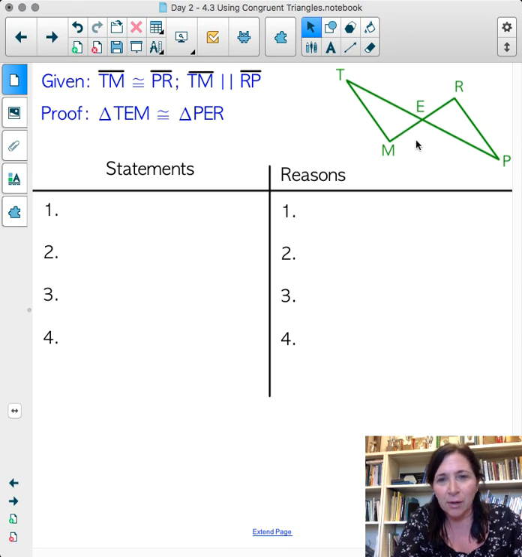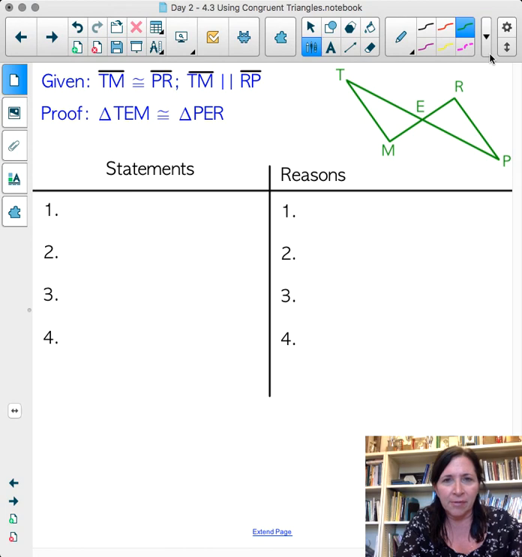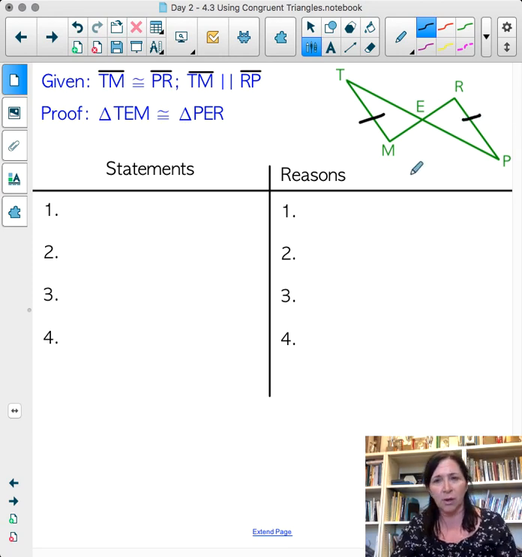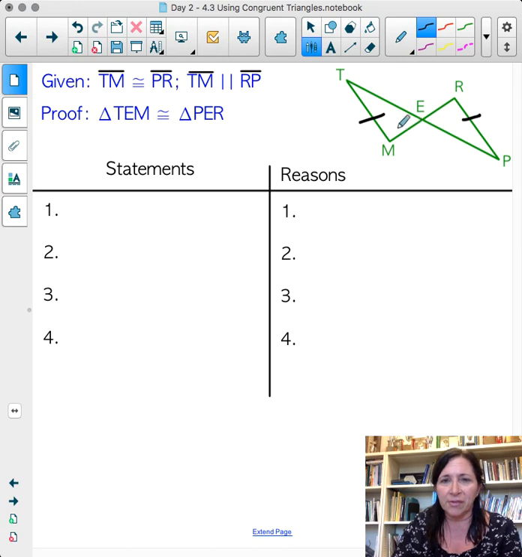So the first proof we have, we are given that TM is congruent to PR. So we can say that TM is congruent to PR. And again, I just really want to remind you that anytime you're given any information in the given, draw it on your proof, draw it on your picture, because it's going to help you. You also know that TM is parallel to RP.